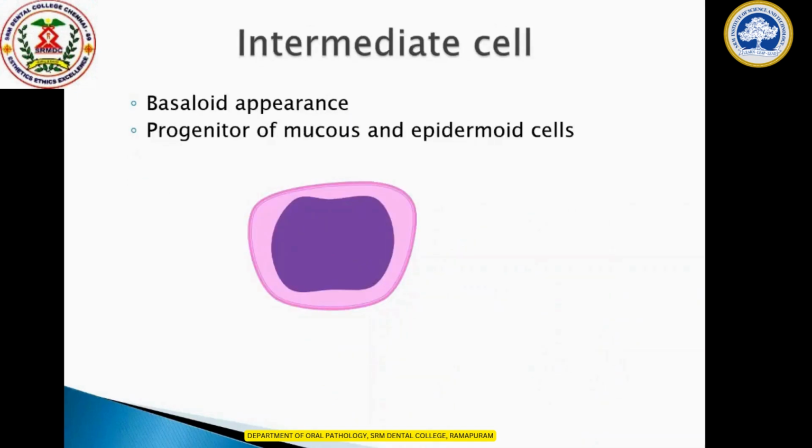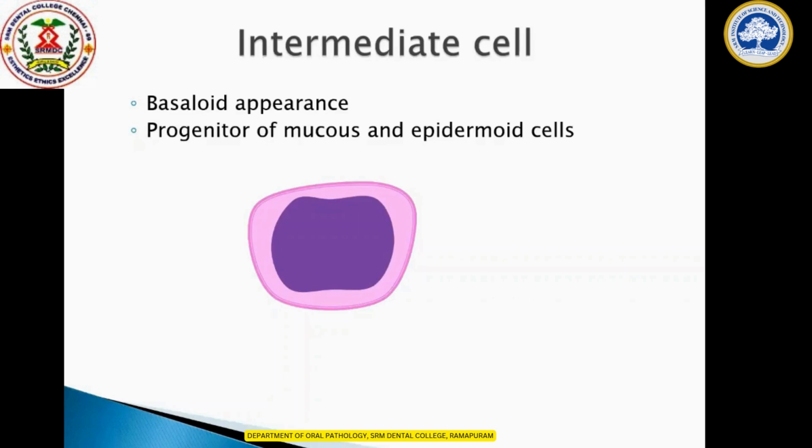The next cell type is your intermediate cell type, the one between your mucus and your epidermoid cells. That's why it's called an intermediate cell. This intermediate cell, I've told already, arises from your myoepithelial cell. It's also called your maternal cell, because this cell can also give rise to your mucus or the epidermoid cells. So the intermediate cell is differentiated from your myoepithelial cells.